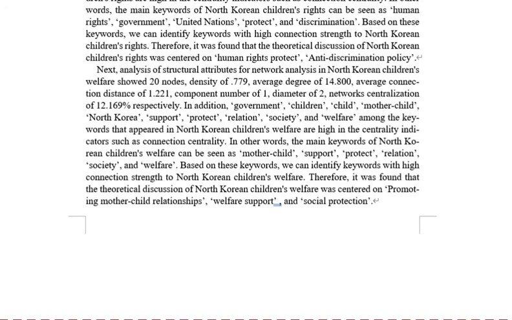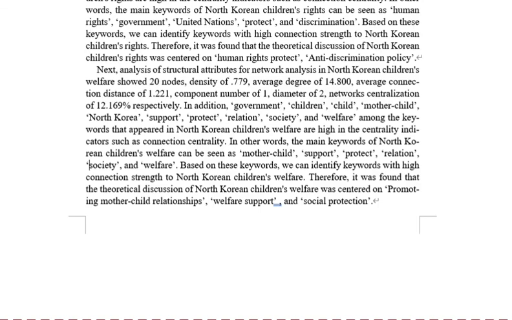In other words, the main keywords of North Korean children's welfare can be seen as mother-child, support, protect, relation, society, and welfare. Based on these keywords, we can identify the keywords with high connection strength to North Korean children's welfare. Therefore, it was found that the theoretical discussion of North Korean children's welfare was centered on promoting mother-child relationships, welfare support, and social protection.